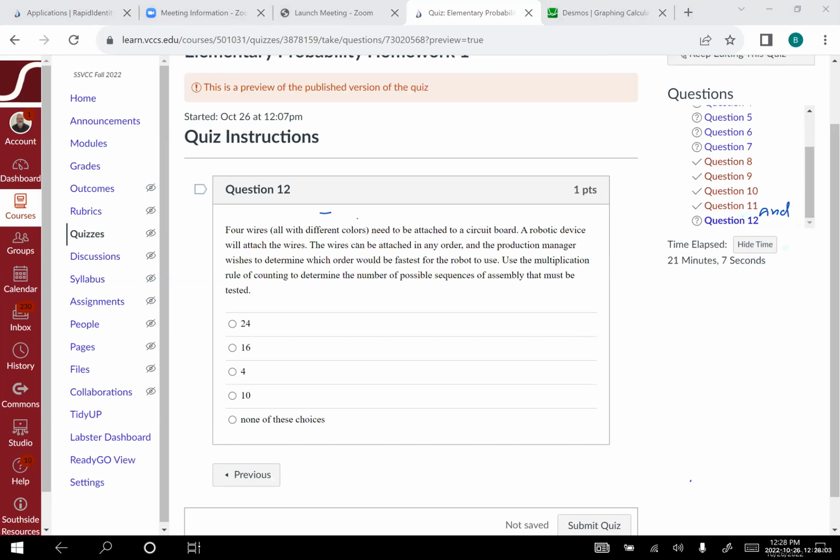This is a counting question. Four wires are connected to a circuit board. So here are the 4 connections.